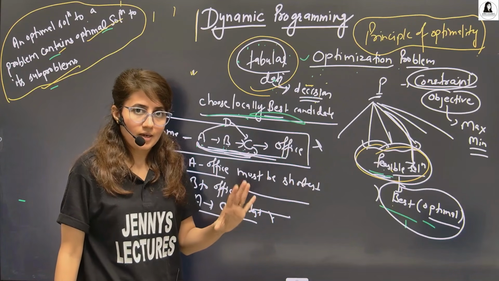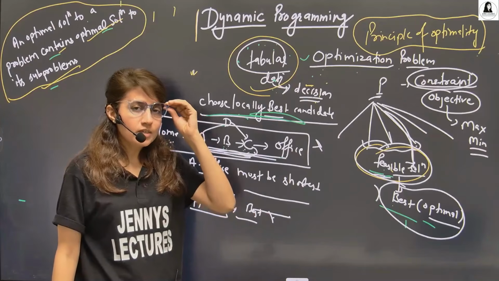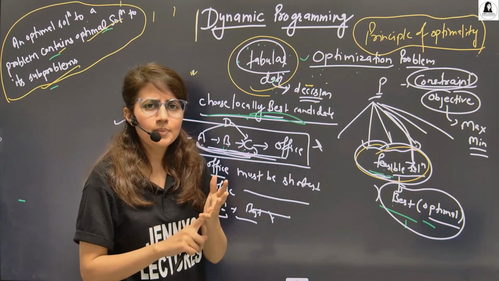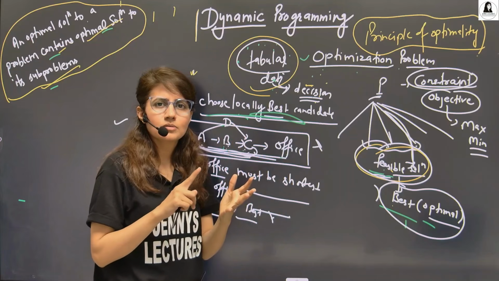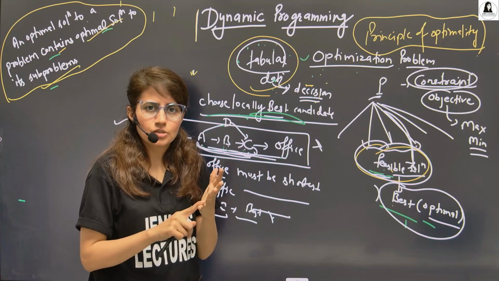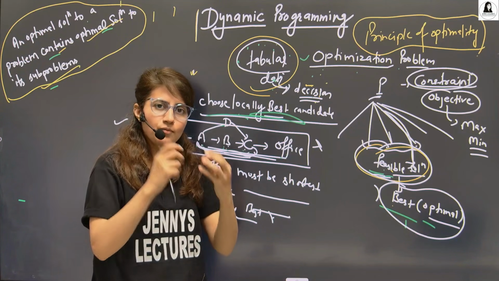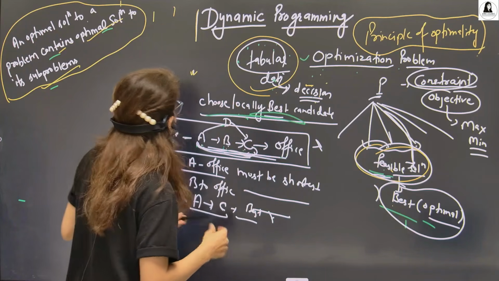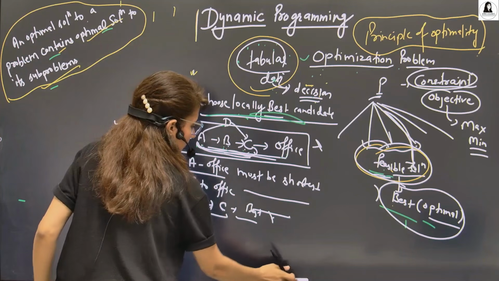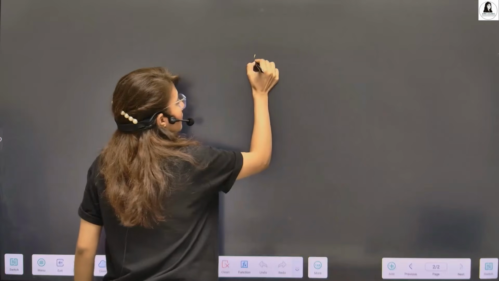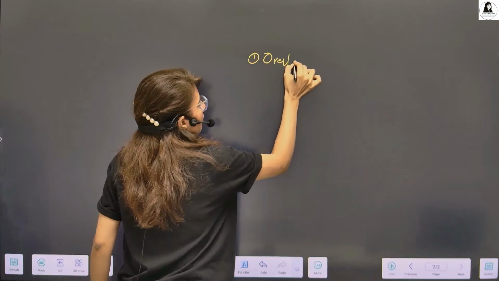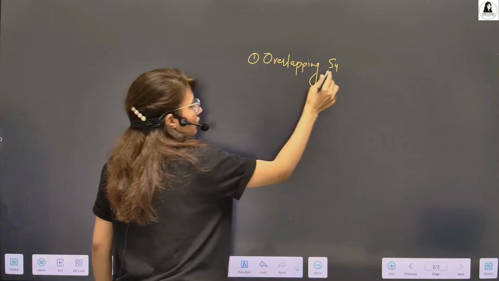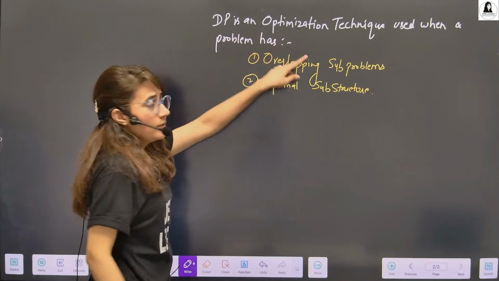Okay. I think it is clear to you. But in books, it is not written in the form of the principle of optimality. It is written that DP problems must have two conditions. That means if the problem has two conditions, then only you can use DP to solve those problems. And what are those conditions? First is overlapping subproblems and optimal substructure.